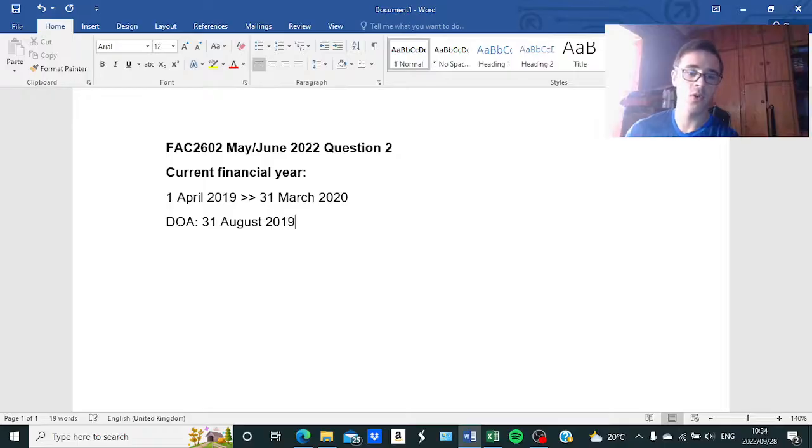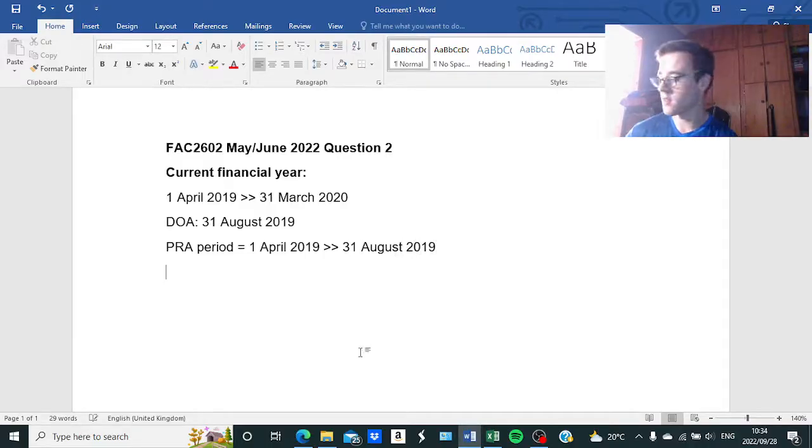Therefore our pre-acquisition period will be from the 1st of April 2019, which is the start of our current financial year, up until the 31st of August 2019. And your post-acquisition period will be from the 1st of September 2019, and it will go up until the 31st of March 2020.